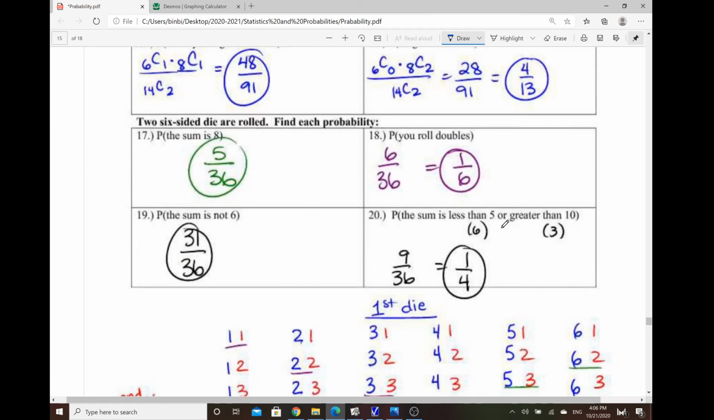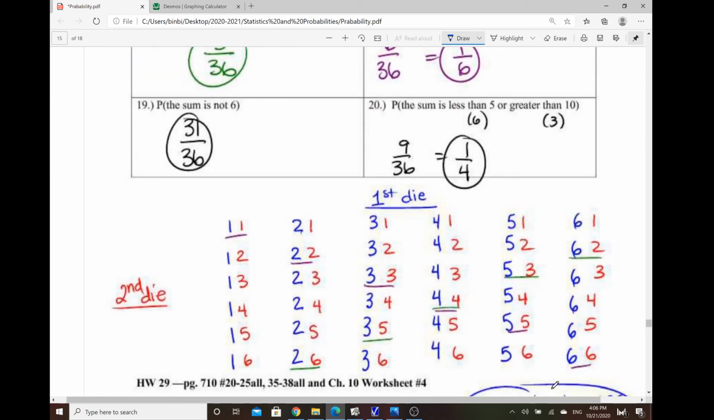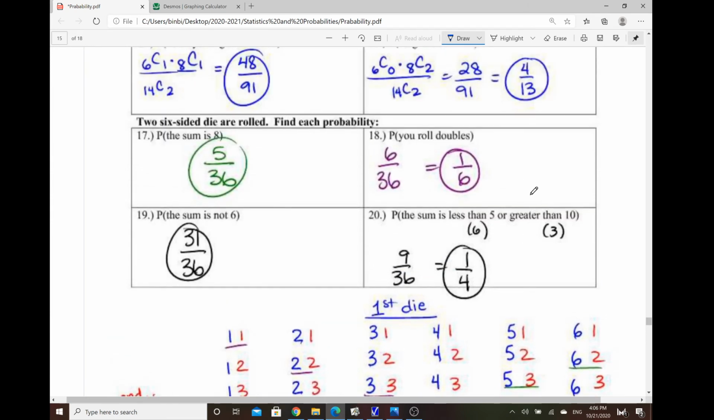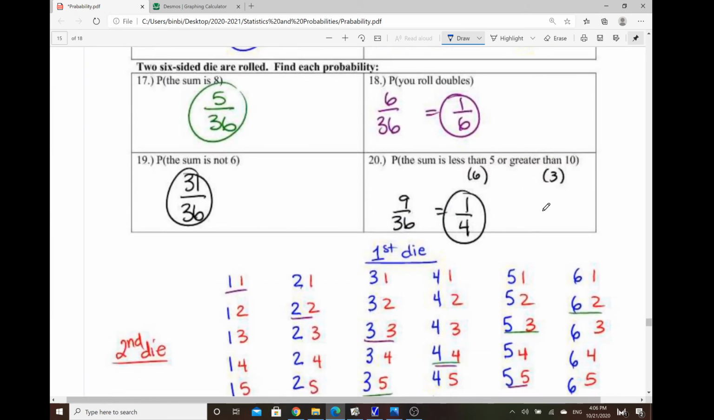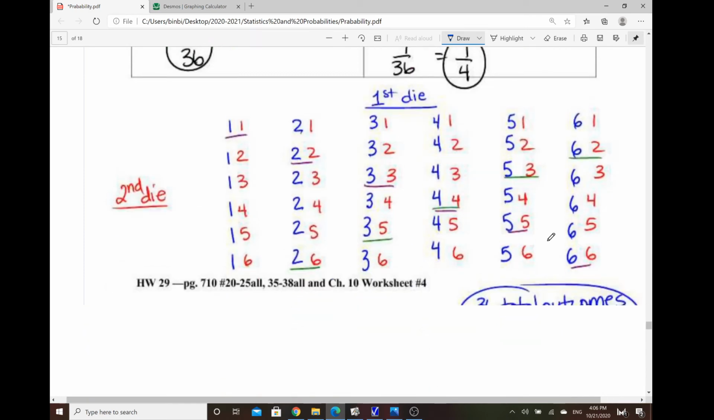And find the probability that the sum is less than 5 or greater than 10. So the sum is less than 5, which is what, 6 of them? And the sum greater than 10, then that'll be 3 of those, right here, the last 3. So combine them all together: 6 over 36, or, that means addition, 3 over 36. So 9 over 36, which is 1/4.